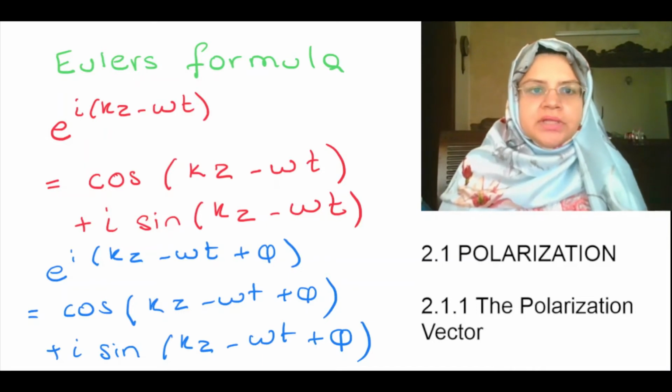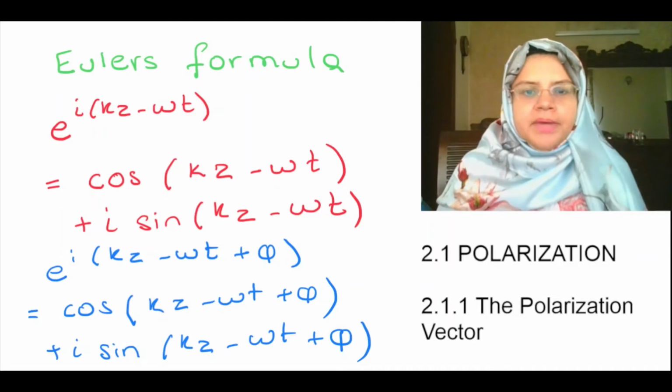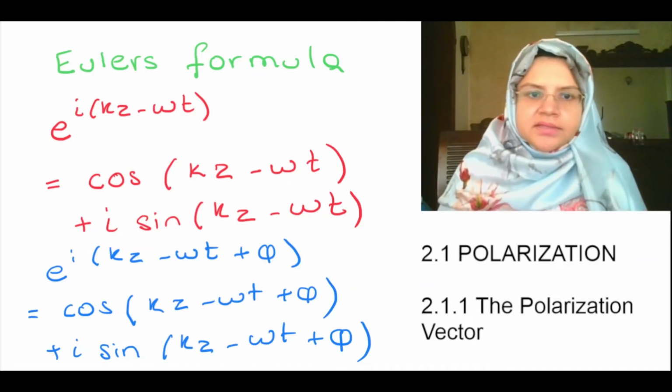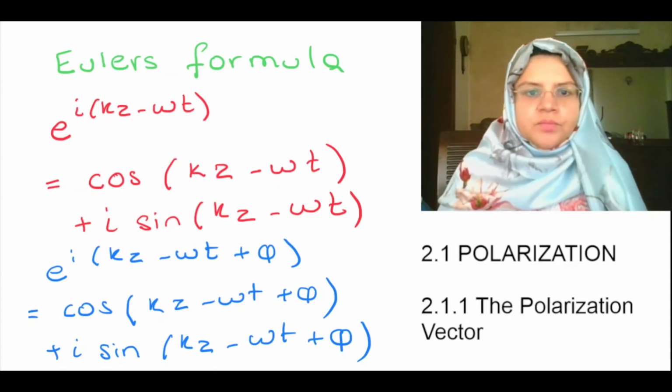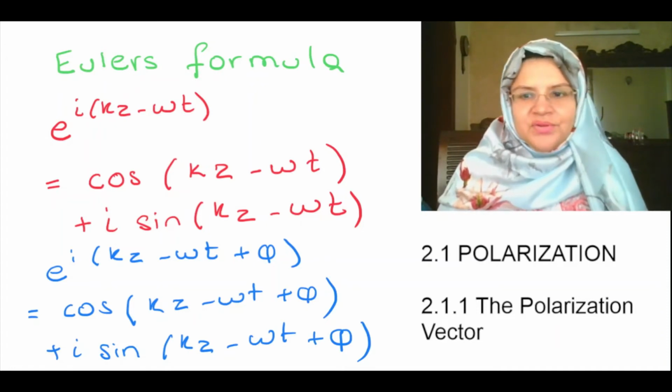Similarly, e^(i(kz - ωt + φ)) = cos(kz - ωt + φ) + i sin(kz - ωt + φ). Again, cos(kz - ωt + φ) is the real term and i sin(kz - ωt + φ) is the imaginary term. To find the electric field, we'll only consider the real term.